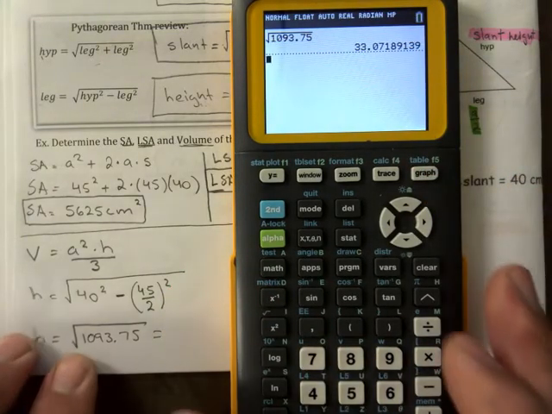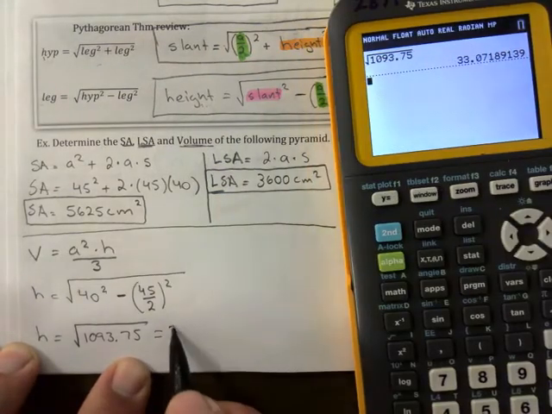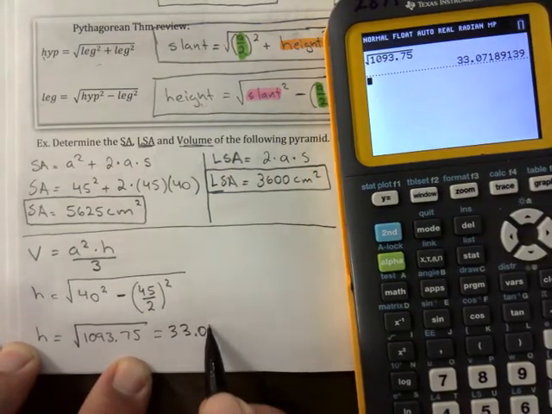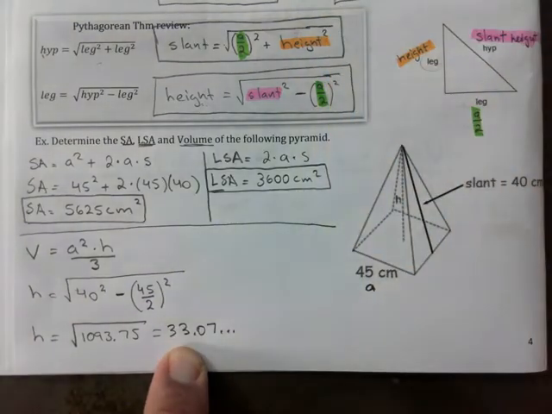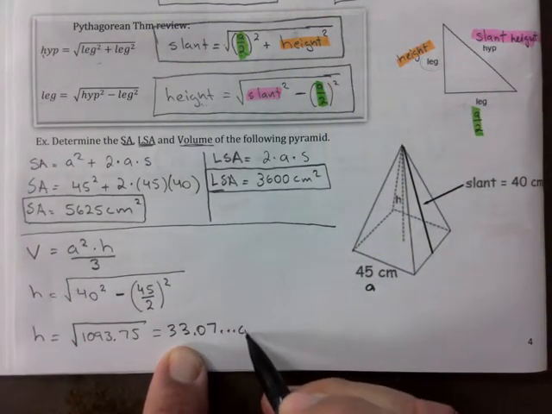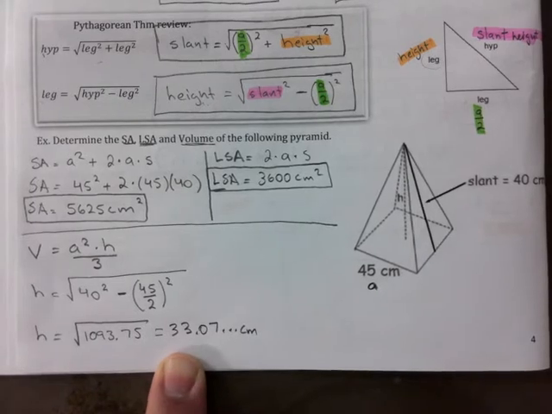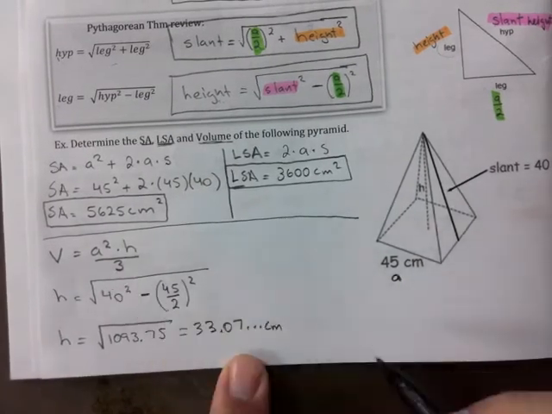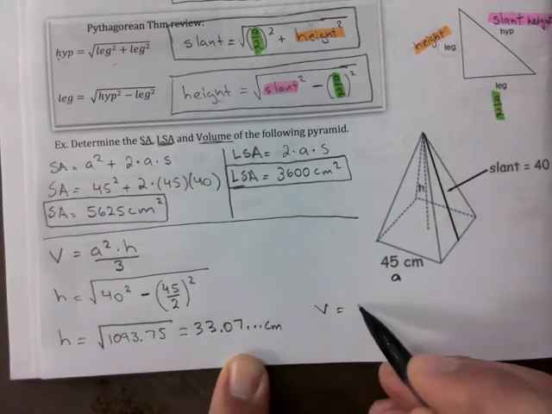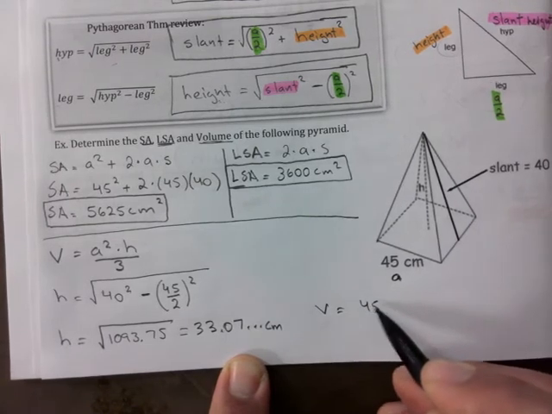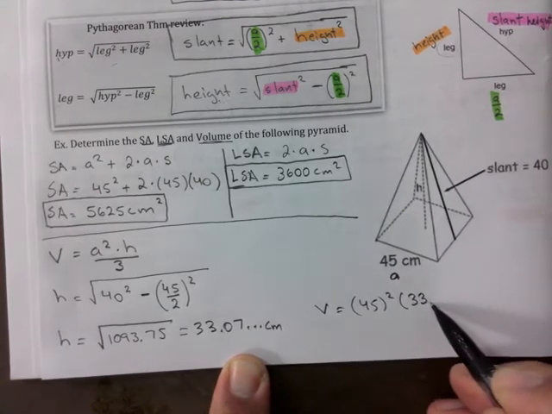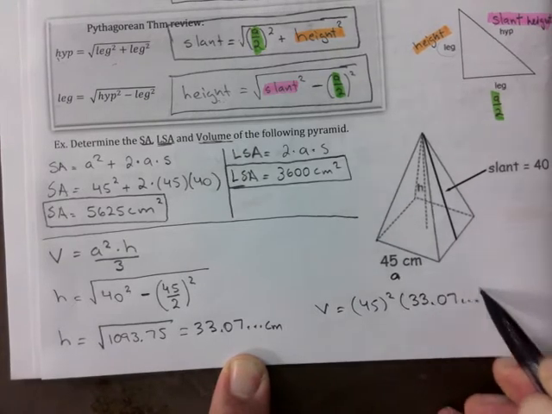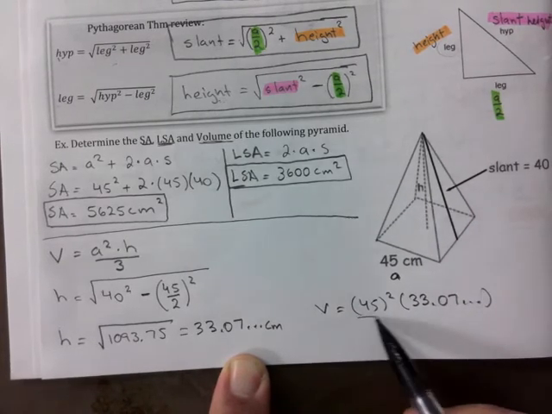So it's 33.07, and I will go dot dot dot, right? That's key, because I'm going to use all decimals. And my unit is, we're in centimeters, and now I can go ahead and find the volume, and that is 45 squared times the height, and that's divided by 3.